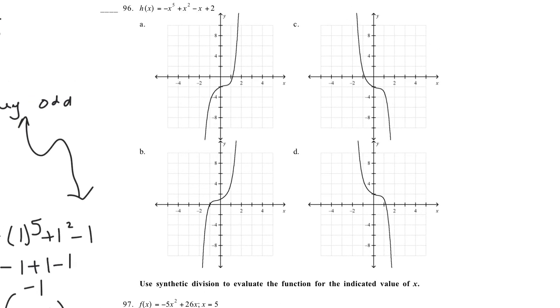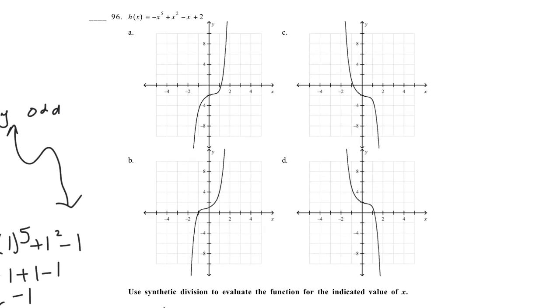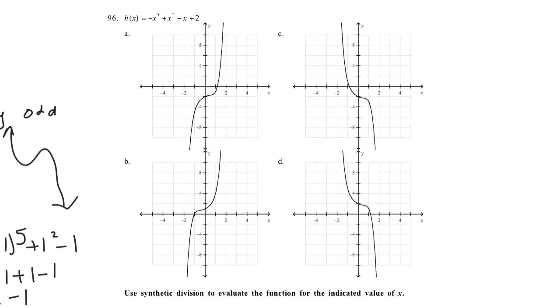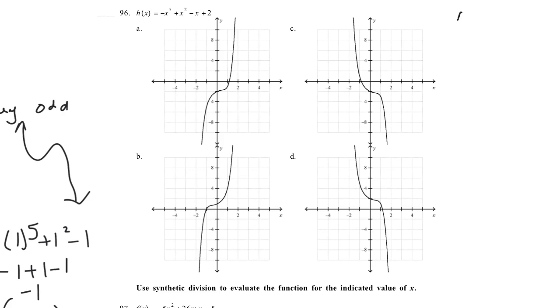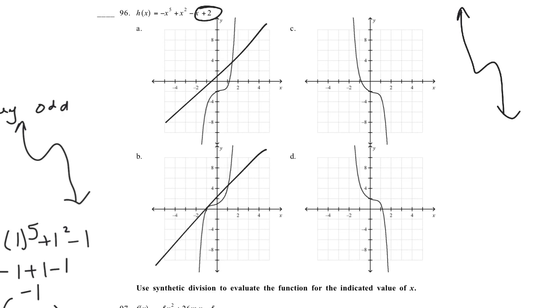And pretty similar for 96. Again, it's negative and odd, so it's going to start like that. So I can eliminate A, and I can eliminate B. And my y-intercept should be at positive 2, so that makes D the correct answer. So you don't have to plug in numbers to find the answers on some of these.